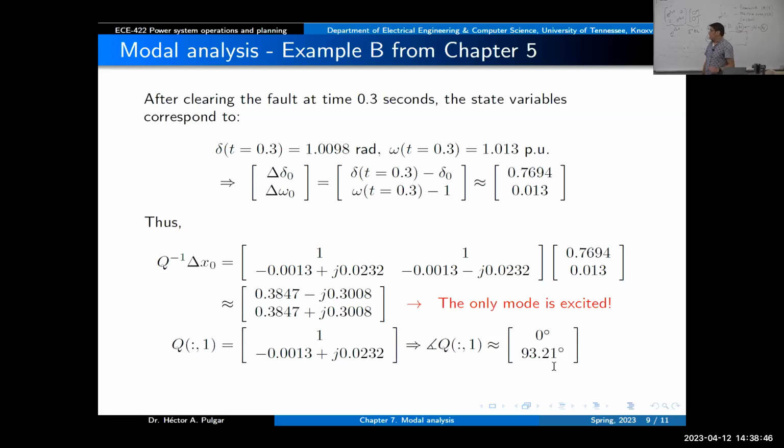How do you know that it's excited versus not? It's the only mode. So whatever number we have here is going to excite the mode. Any disturbance will excite the only mode we have. When we have two machines, then it's going to be evident because it's going to be relative, and we will see one with respect to the other.